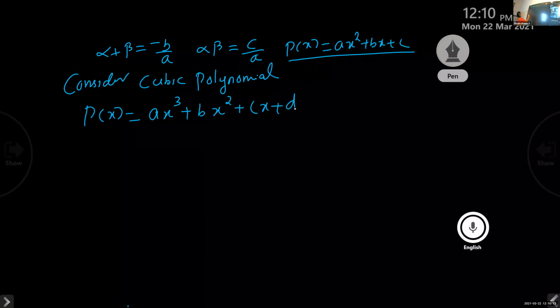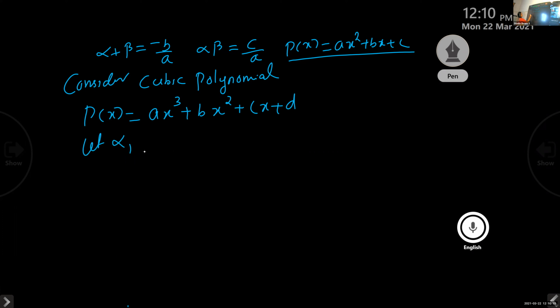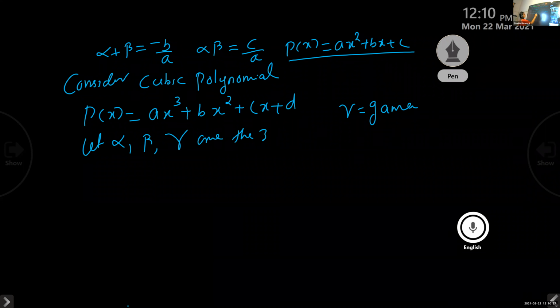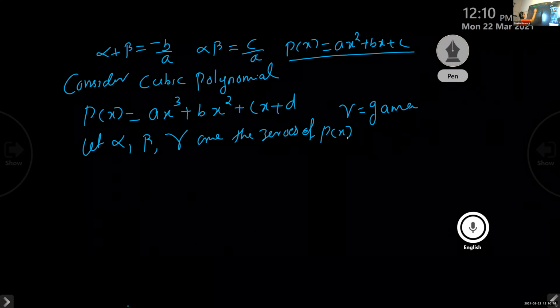And let alpha, beta, and the next letter from the Greek alphabet, gamma. Alpha, beta, what is the next one? Gamma. Alpha, beta, gamma are the zeros of p of x.